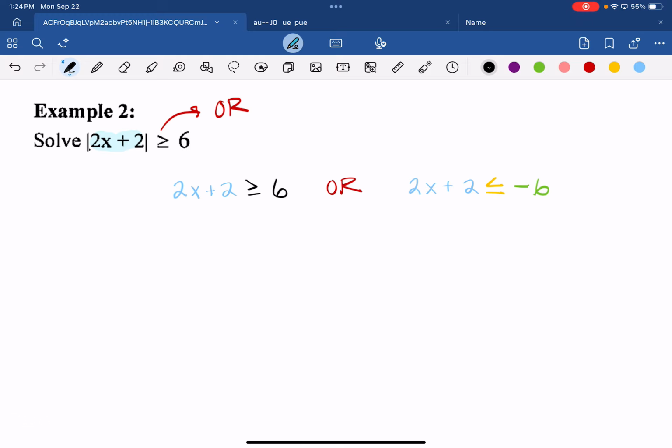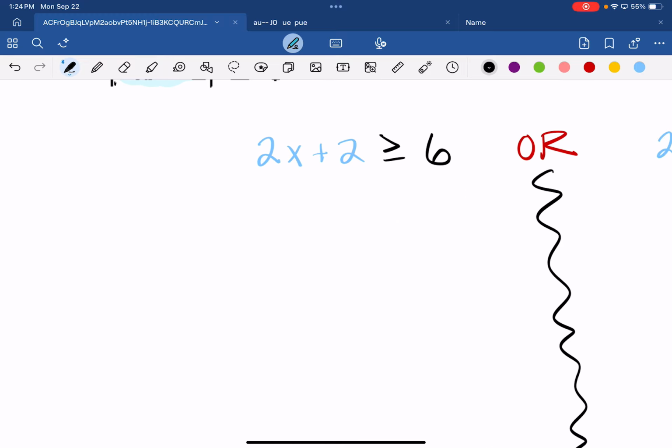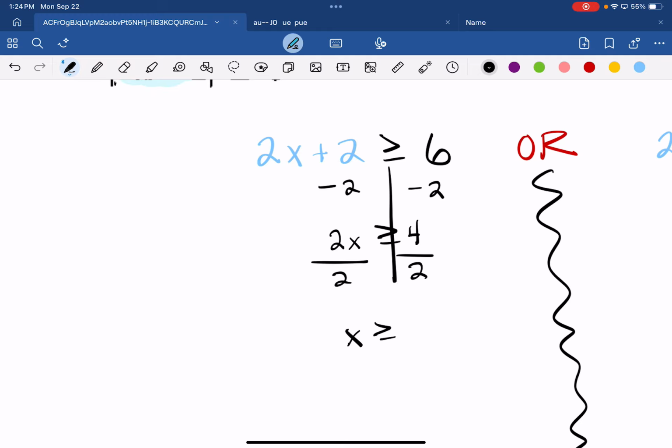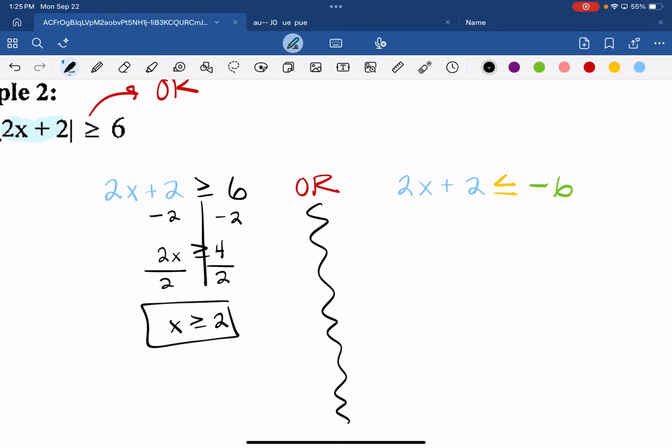Now we're going to solve it, right? If you remember with OR problems, we draw a little squiggle. We're really just solving two separate inequalities here. So I'm going to subtract 2. So I get 2x, 4, divided by 2. X is greater than or equal to 2. That's one of my answers. Then we'll solve the other side. Subtract 2.